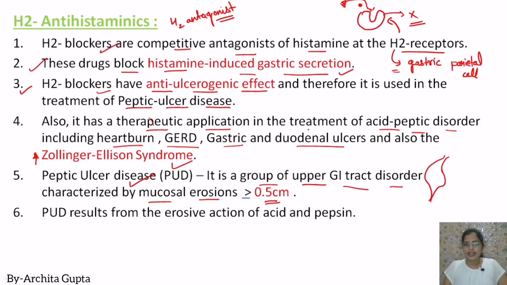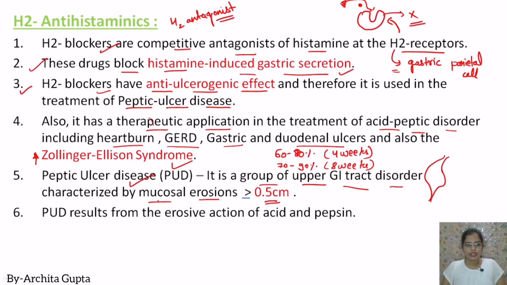When I talk about duodenal ulcers, H2 blockers heal 60 to 80% of the duodenal ulcers within 4 weeks, and about 70 to 90% of the duodenal ulcers are healed within 8 weeks. Okay, so that is the time duration.